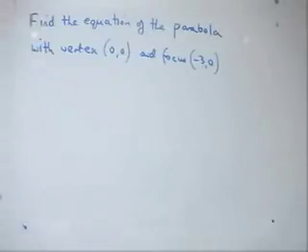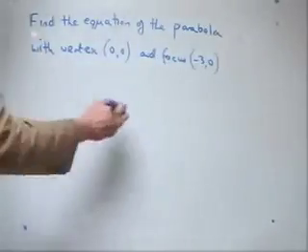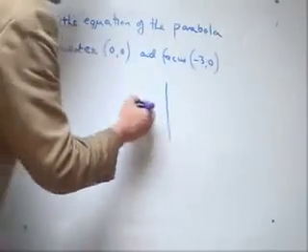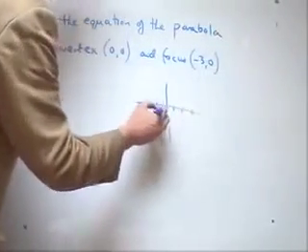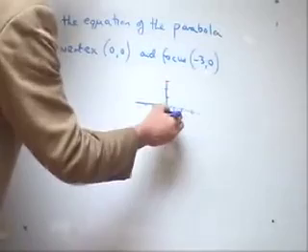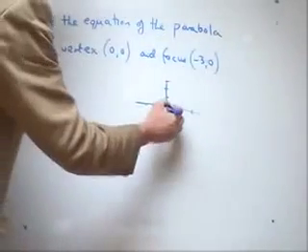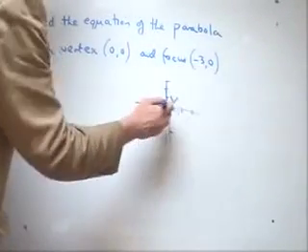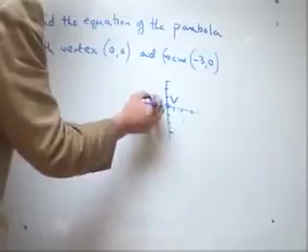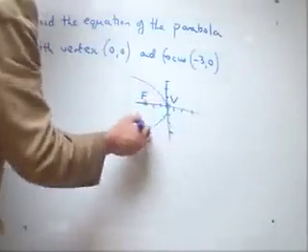Find the equation of the parabola with vertex 0, 0 and focus negative 3, 0. So again, we want to graph it out, see what it looks like. Vertex is there. Focus 1, 2, 3 there. So we know the parabola goes this way.